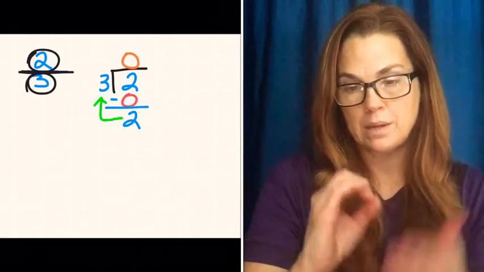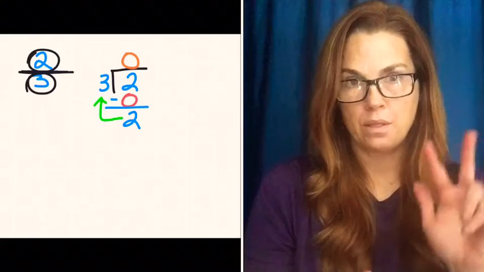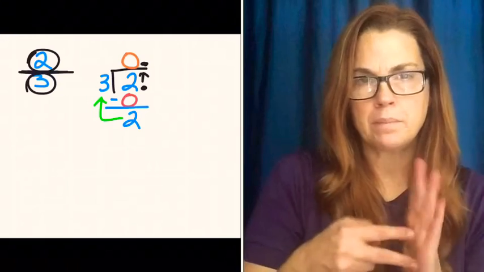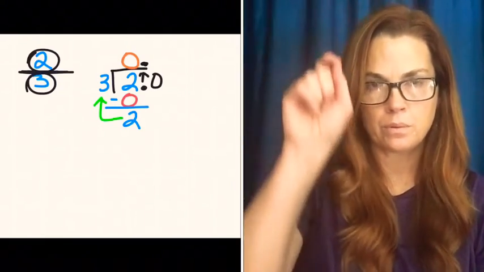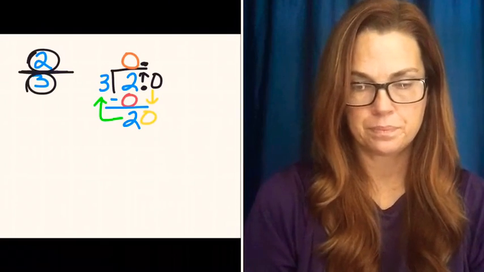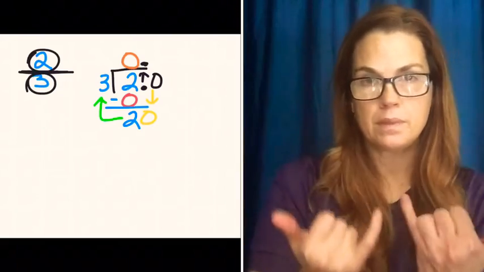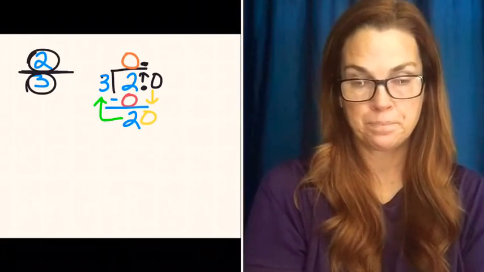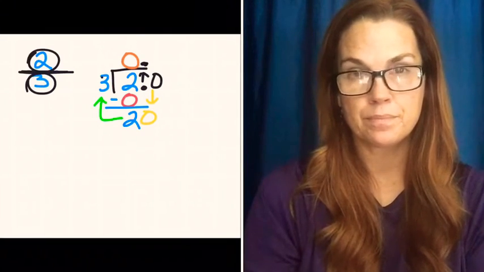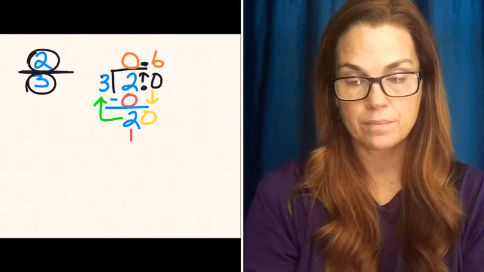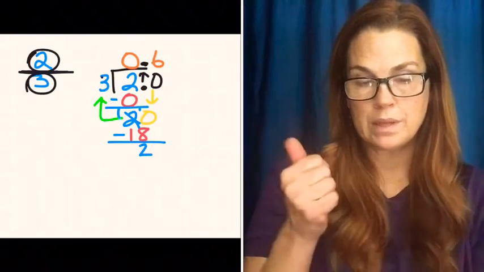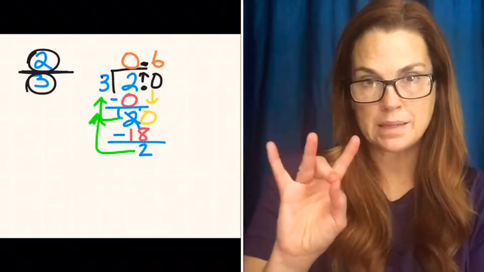I have no digits to bring down, and I have a remainder. So that means I need to add a decimal to my dividend and then push it to the top of the house. And then add a 0 after that decimal. And I'm now going to bring that 0 down. How many groups of 3 can I make from 20? Or how many times can I subtract 3 from 20? And it looks like the answer to that question will be 6. 6 times 3 is 18. 20 minus 18 is 2. 2 is less than 3, so that's good.